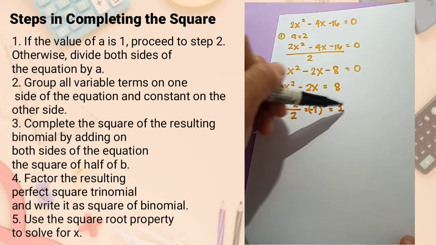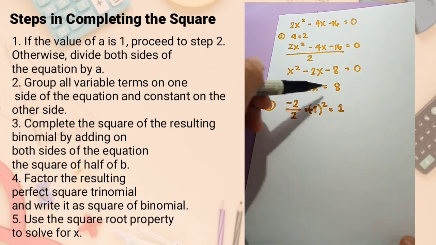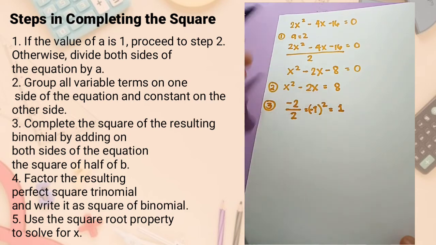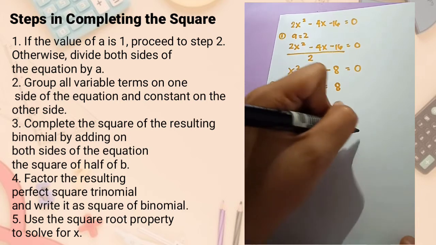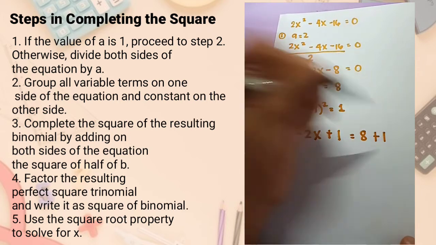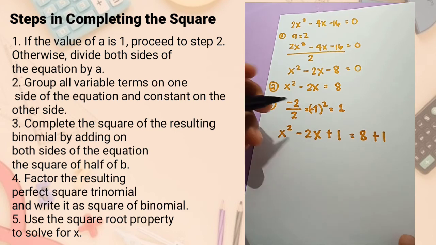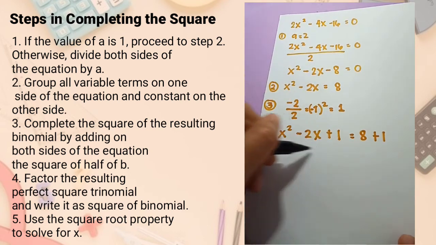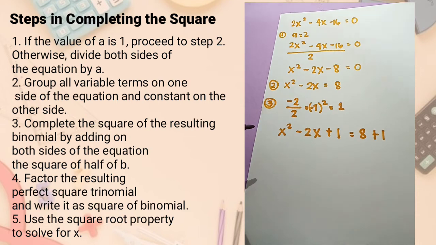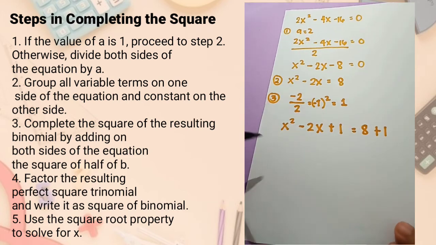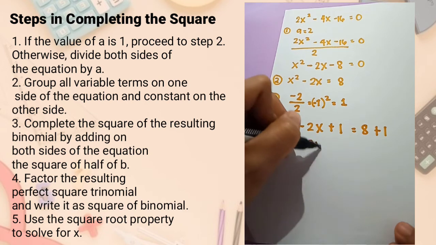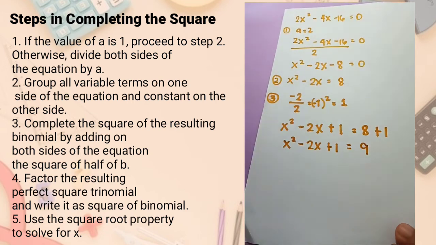Then, yung positive 1 ay idudugsong na natin dun sa ating step 2. So, magiging ganito siya. So, x squared minus 2x plus 1 equals to 8 plus 1. Idinugsong natin dito para maging kompleto yung square natin. Okay? So, next, i-simplify natin yung 8 plus 1. So, x squared minus 2x plus 1 equals to 9.